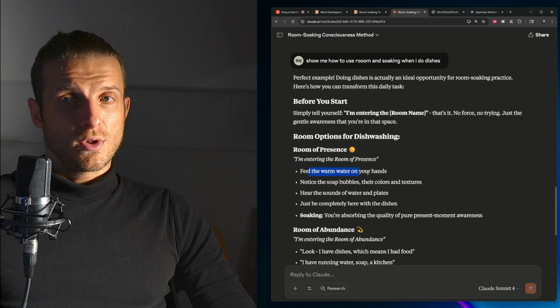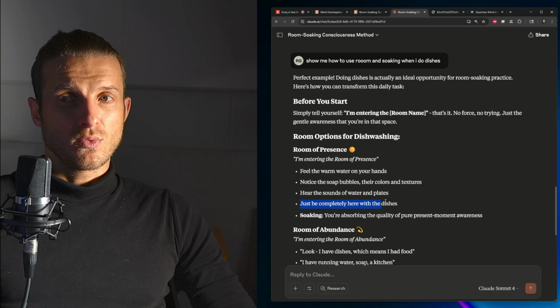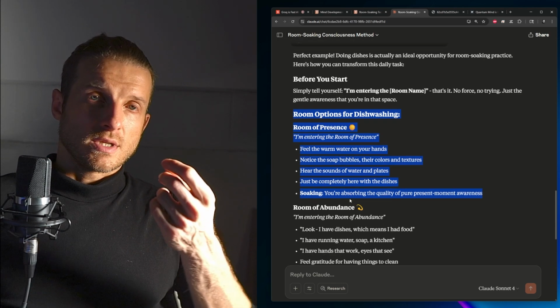Feel the warm water on your hands. Notice the soap bubbles. Hear the sound of water on plates. Just be completely here with the dishes. Soaking, you are absorbing the quality of pure present moment awareness. And you see why present moment is huge.